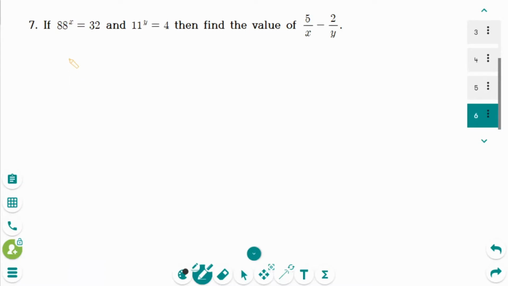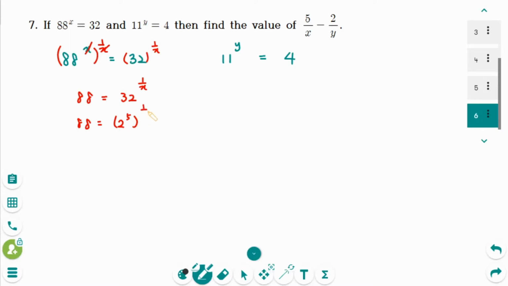Number 7, 8 to the power of x equals 32, and 11 to the power of y equals 4. Write the power of 1 over x on each side. Then 8 equals 32 to the power of 1 over x. 32 is 2 to the power of 5, then to the power of 1 over x. So 8 equals 2 to the power of 5 over x. Then this one, write the power of 1 over y on each side. So 11 equals 4 to the power of 1 over y.